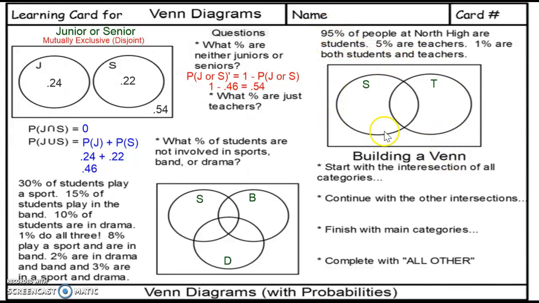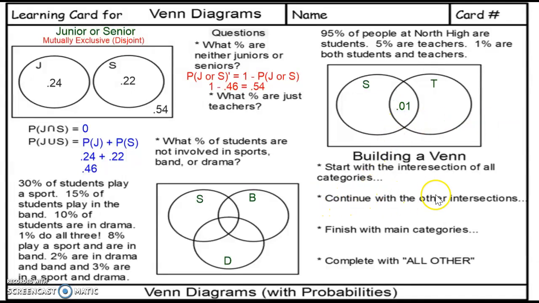Let's take a look at this example up in the top right-hand corner. It says 95% of people at North High are students, 5% are teachers, and 1% are both students and teachers. I'm not sure how 1% are both students and teachers, but we're going to roll with it. So let's start with the intersection of the categories. The intersection of students and teachers is 1%. It tells me that 1% are both. So I'm going to put that 1% there.